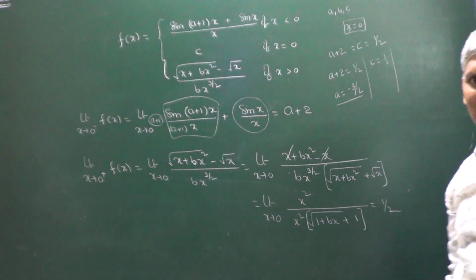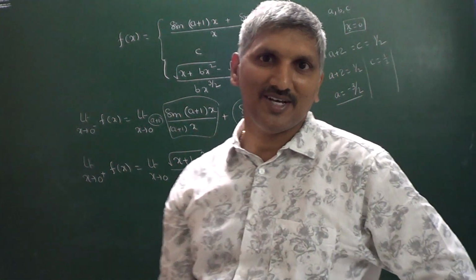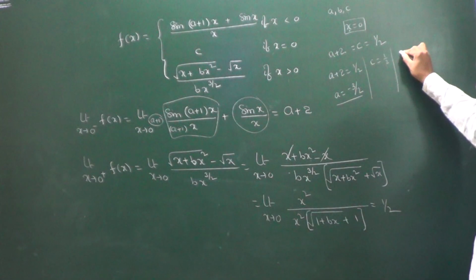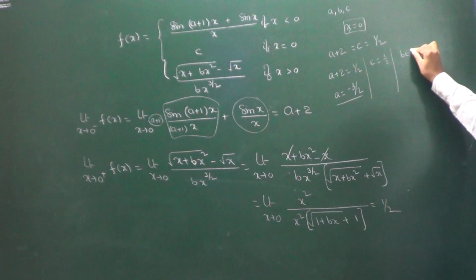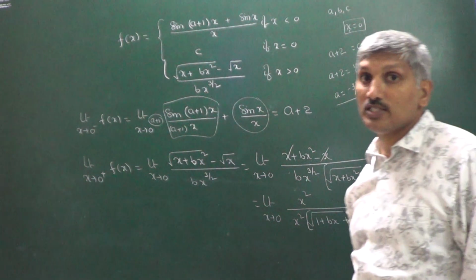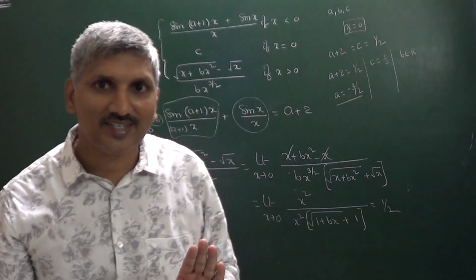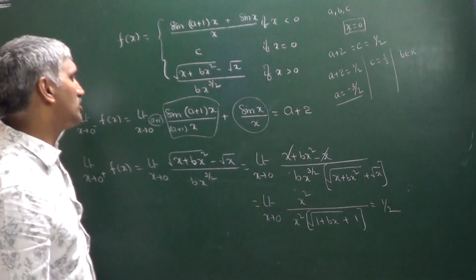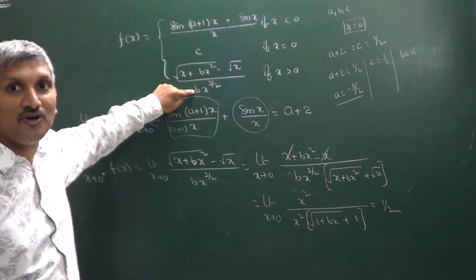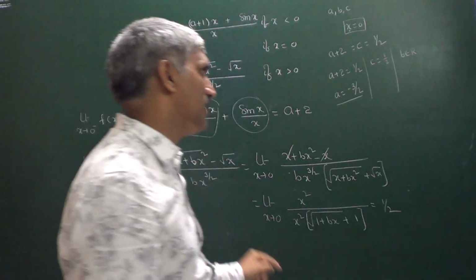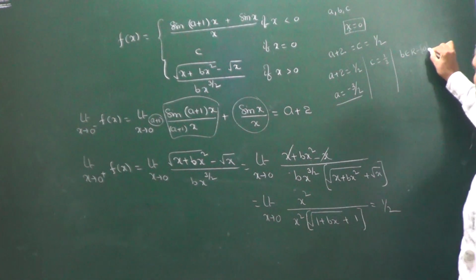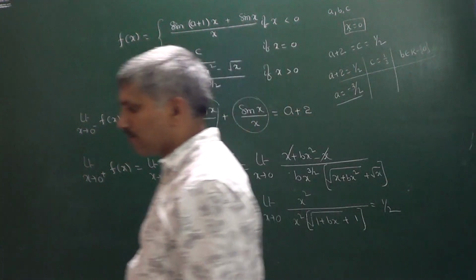And what about b? What about b value? Because there is no involvement of b here, we can say b is any real number, but exclude 0. You can see that if b is equal to 0, the denominator becomes 0. That's why b is any real number excluding 0. So those are the values of a, b, c.